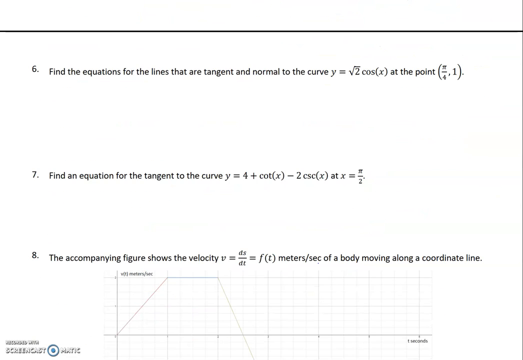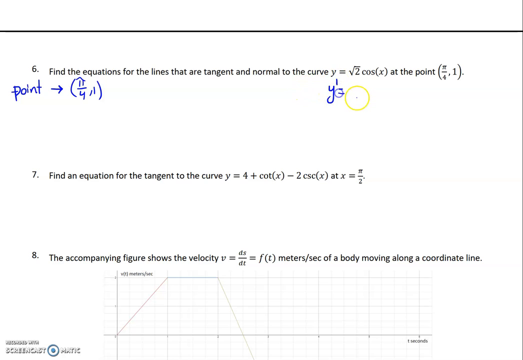Number 6, equations for the lines that are tangent and normal. So tangent's going to take the derivative and plug in. Normal is going to be the negative reciprocal. So let's do the tangent first. Well, actually, let's get a point first. So our point, it tells us, is pi over 4, comma 1. So let's get the tangent.